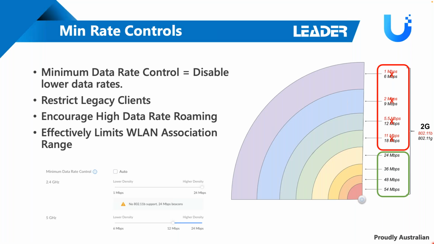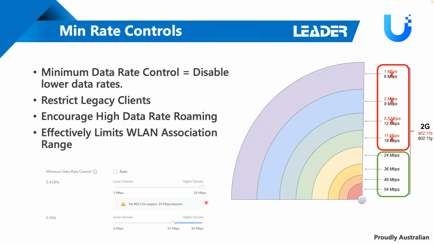You need to be careful with this as well, because you can potentially kick off clients that you intend to keep. When you're setting your minimum data rates, do this in increments. So typically I would start with just cutting out 1 megabit per second and see which client devices drop off, and then move up and move up and move up until I see the client devices start falling off.